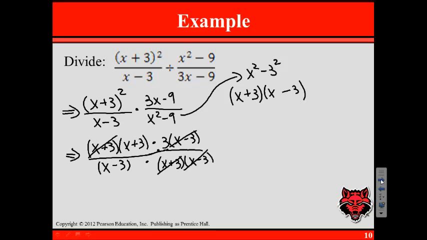So on top we're left with an x plus 3 times 3, and I'm going to rewrite this with the smallest factors first. So I'll write 3 times x plus 3 over, in the denominator we just have x minus 3.